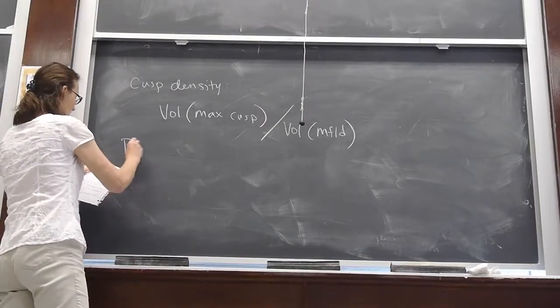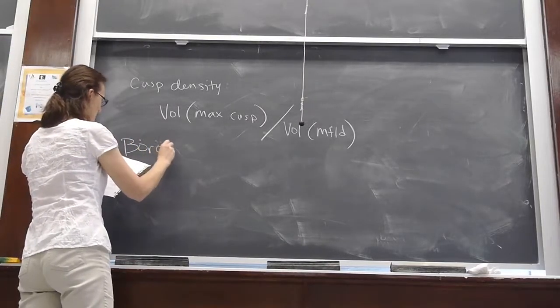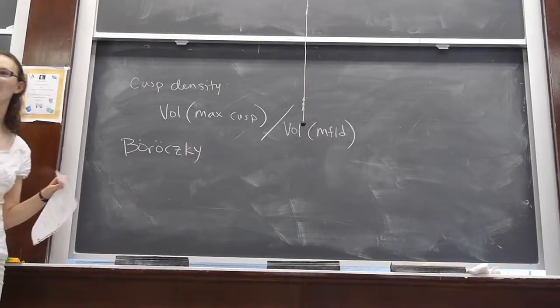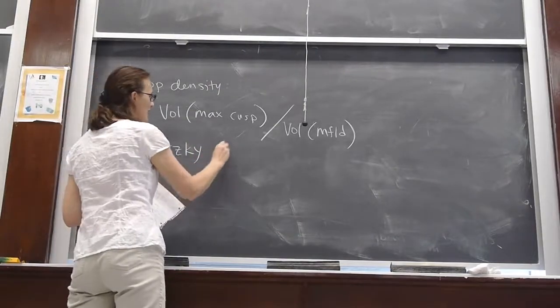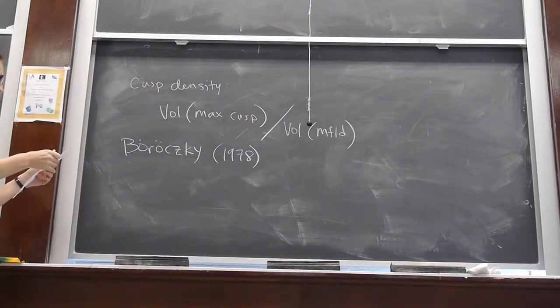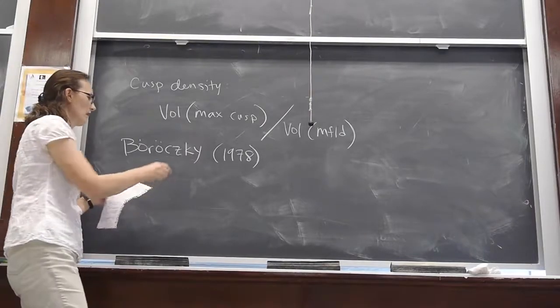Here we go. Böröczky? I don't know how to pronounce that either. So in 1978, he proved that there's an upper bound on cusp density.